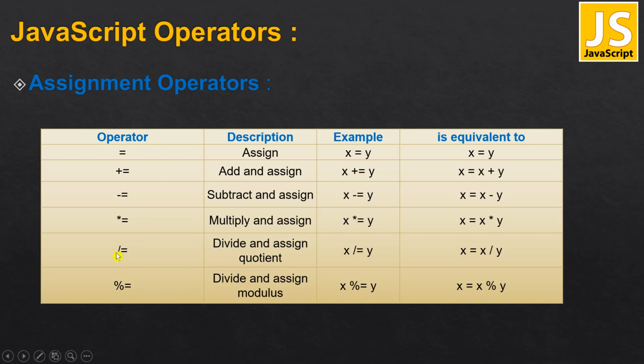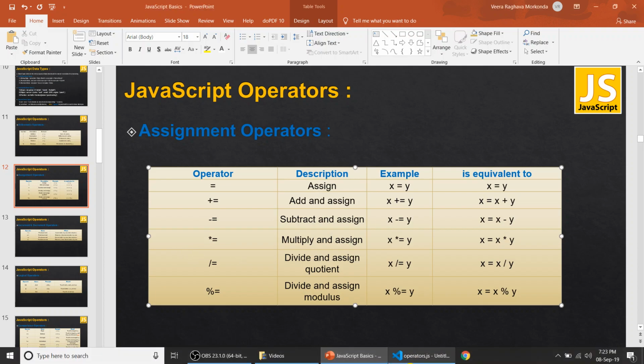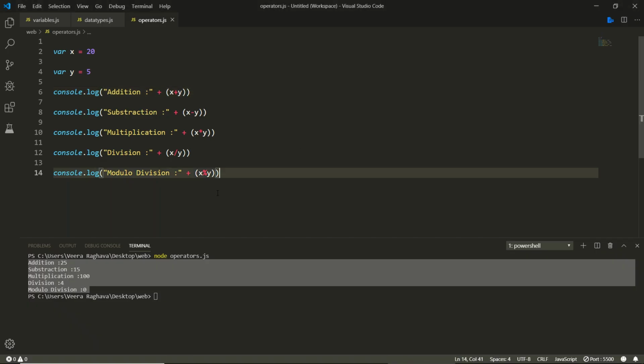Since the forward slash belongs to division, the quotient will be assigned to x after division, and modulo division means the remainder will be assigned after modulo division, friends. Let us switch over to VS Code and demonstrate all these things practically now.